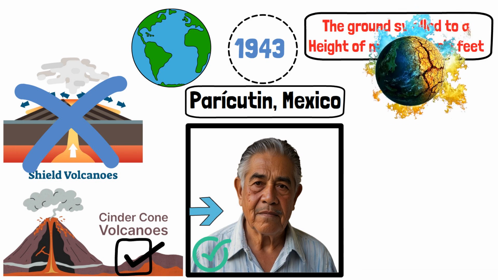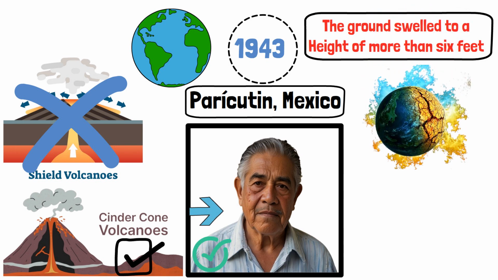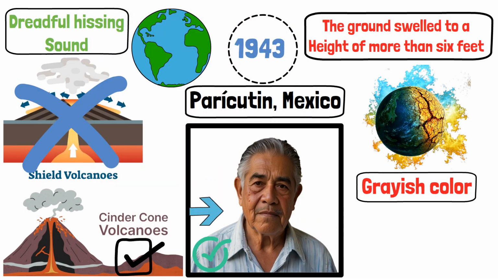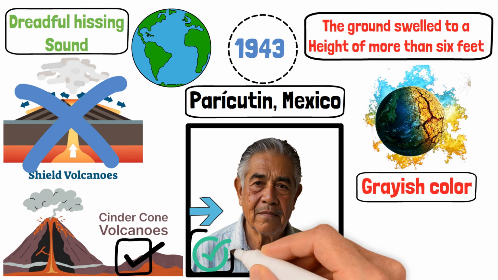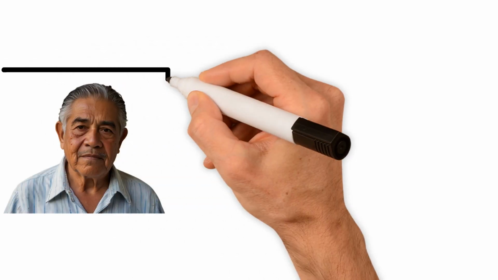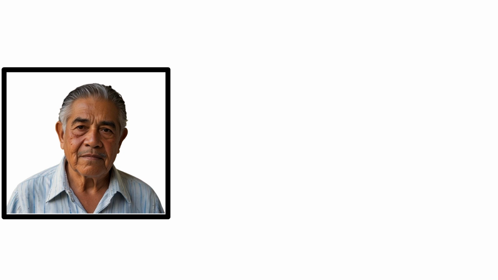There was a crack that appeared, and smoke and ash of a grayish color began to pour into the air. There was also a dreadful hissing sound, and the odor of sulfur was quite unpleasant. Polito was unable to locate his family despite the dense smoke that surrounded them. Upon his return to the village, he found that they had arrived undamaged and in good condition.